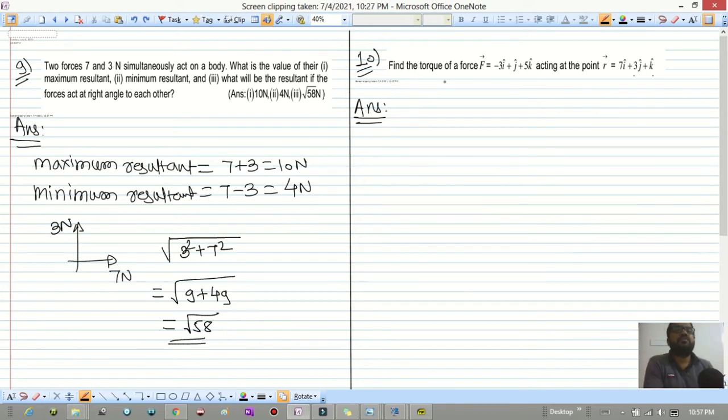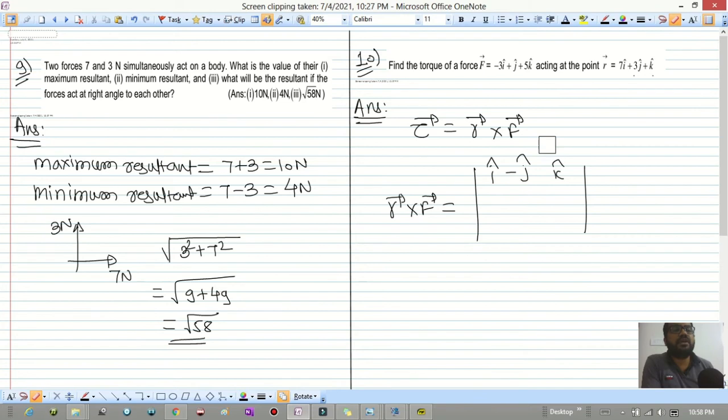10th one, see, find the torque of force acting at a point. Torque, we know that torque is the cross product of R bar and F bar. So whenever you have to find a cross product, you always have to go with the matrix method, right? Firstly you have to write i hat, j hat and k hat. Then R bar components 7, 3, 1. Then F bar components -3, 1, 5.